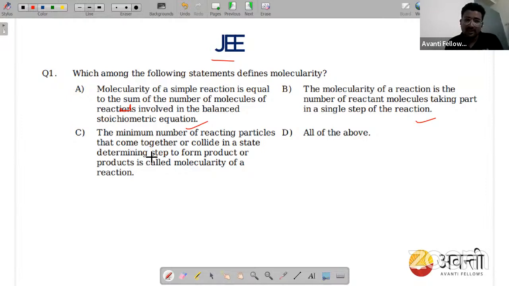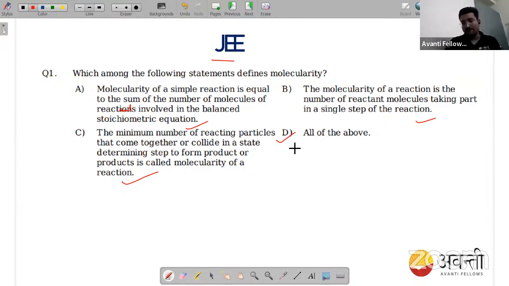Now coming to the third one, the minimum number of reacting particles that come together or collide in a rate determining step to form product or products is called the molecularity of the reaction. As I already told you what molecularity is, this is the exact definition of molecularity, that means option C is also correct. So our answer will be D, all of the above. I hope this question is clear to all of you. Anyone, any doubt in this question? You can clearly ask in the chat section of YouTube or in Zoom.